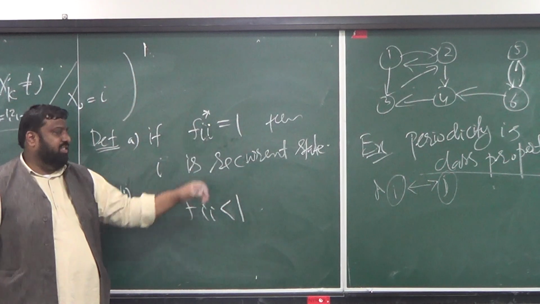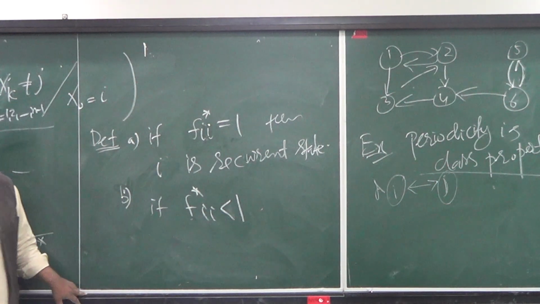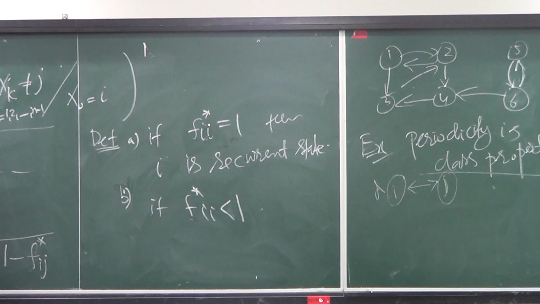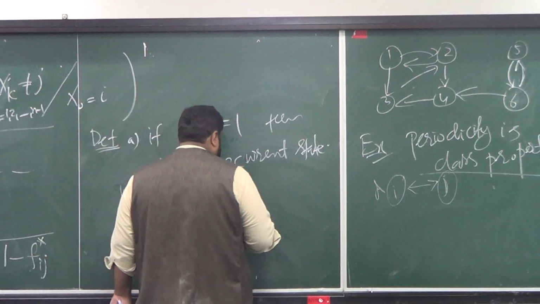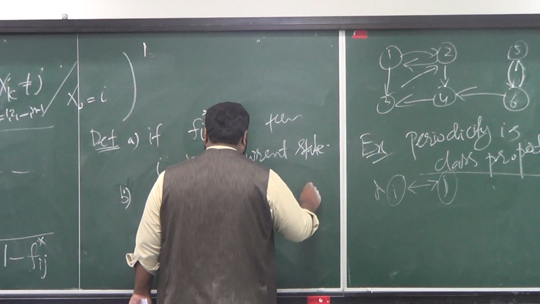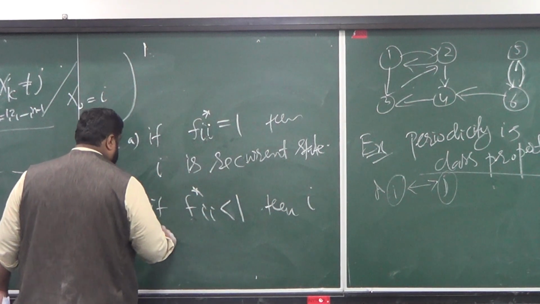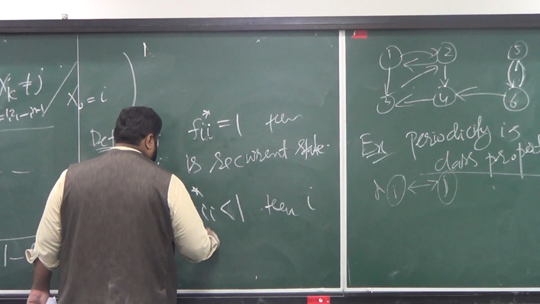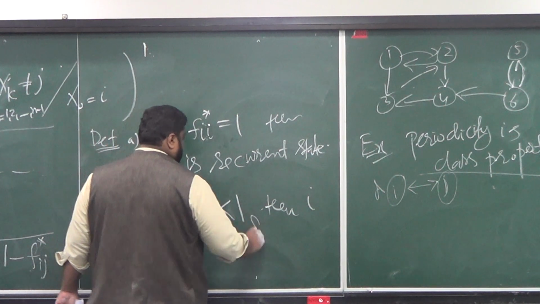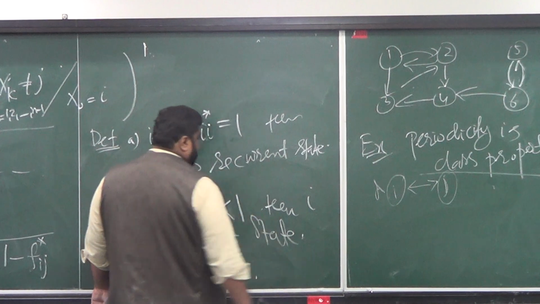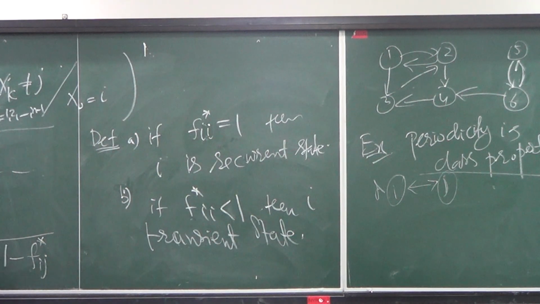But reverting processes. How about this one? We call such a state a transient state. Then I is transient. Yes, correct, the state and the transient state.